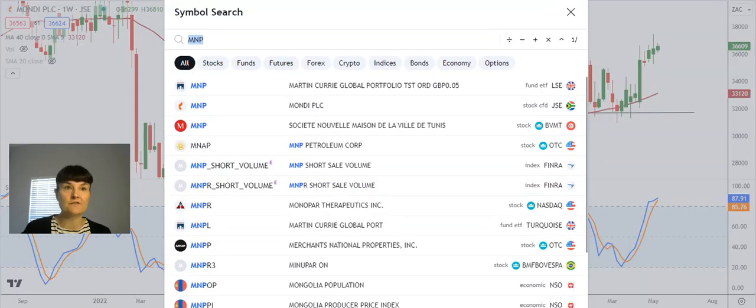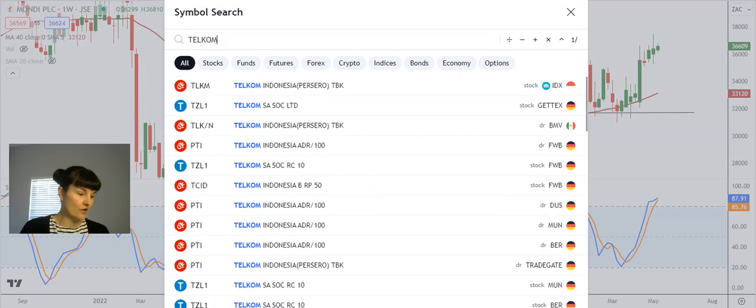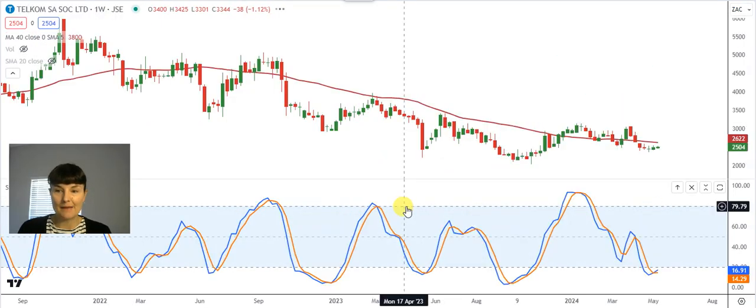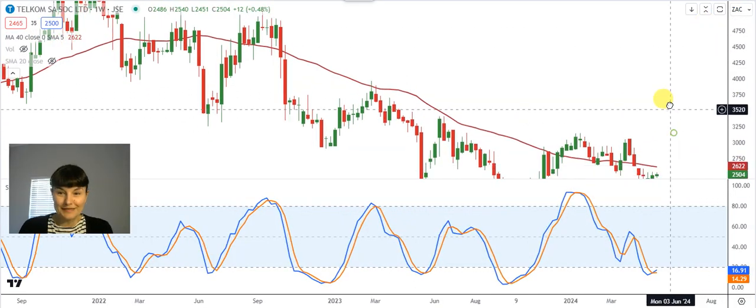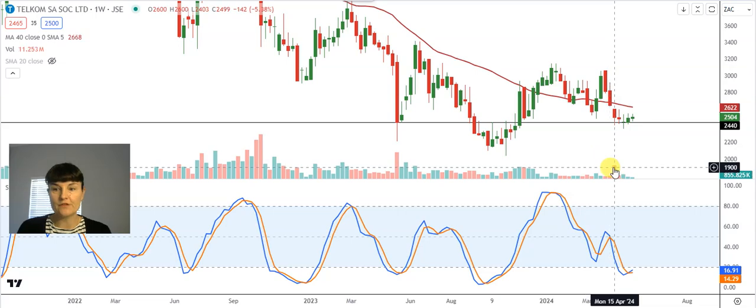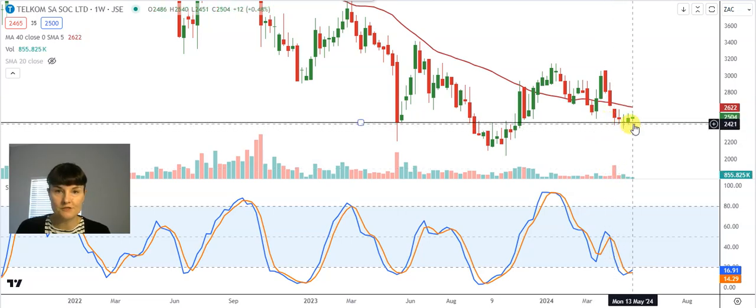There's a share that I definitely want to discuss, and that was on our request here from Tebogo, and that is Telkom. Now, a very important thing happened on Telkom that I've had on my radar for a while, and that is volume. In the week of the 15th of April, Telkom experienced some more volume, and very important, the share has stopped making new lows. It's consolidating sideways.